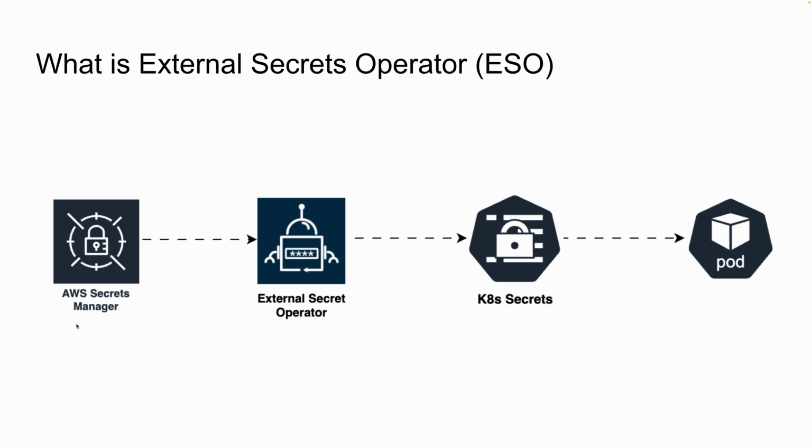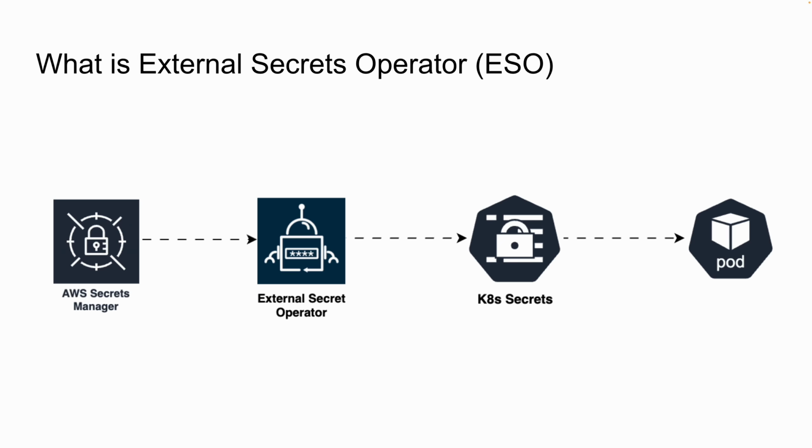So, for this demo, I'll be using AWS Secrets Manager where I'll be storing my secrets, and the External Secrets Operator to fetch secrets from AWS Secrets Manager and inject them into a Kubernetes secret. And a pod can easily access those secrets since they are exposed as native Kubernetes secrets.